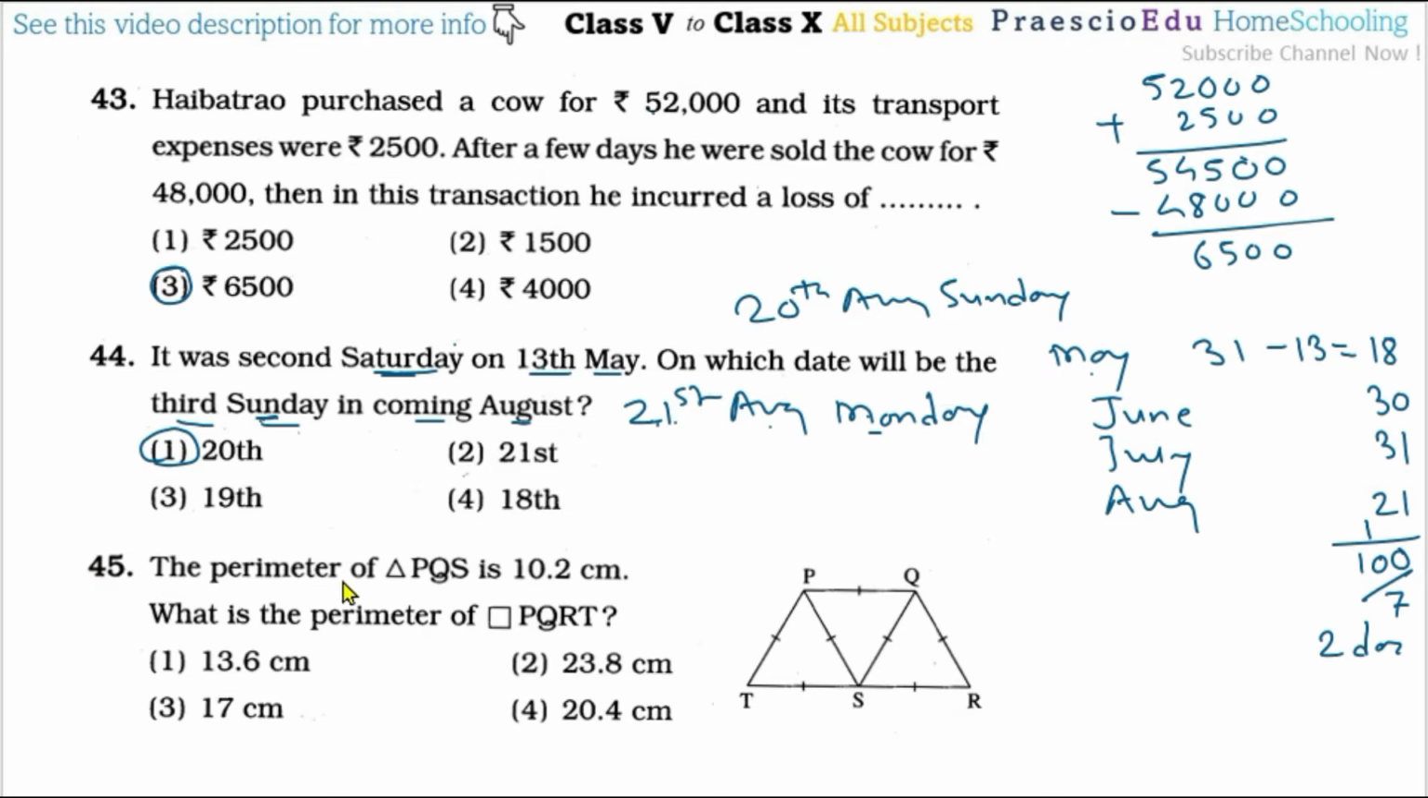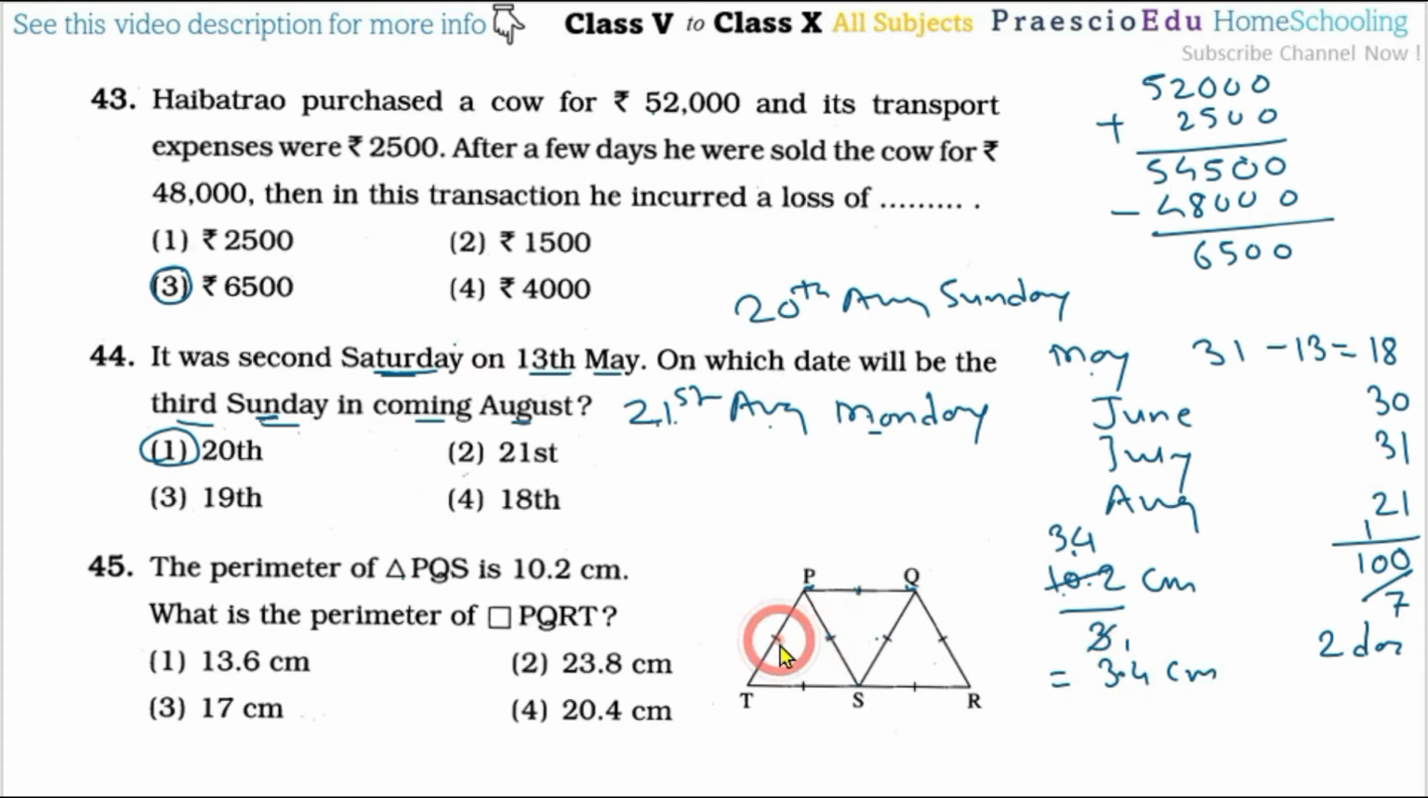Then question number 45. The perimeter of triangle PQS is 10.2 centimeter. Now in PQS, if you see, all the sides have some symbol shown, which is the equality symbol, meaning all sides are equal. So the perimeter is 10.2, and each side will be 10.2 by 3. 3 ones are 3, then 3 threes are 9, 1 is remaining, 1 and 2 makes 12, so that is a 4. And with the decimal point here, 3.4 centimeter is the side of this PQS triangle.